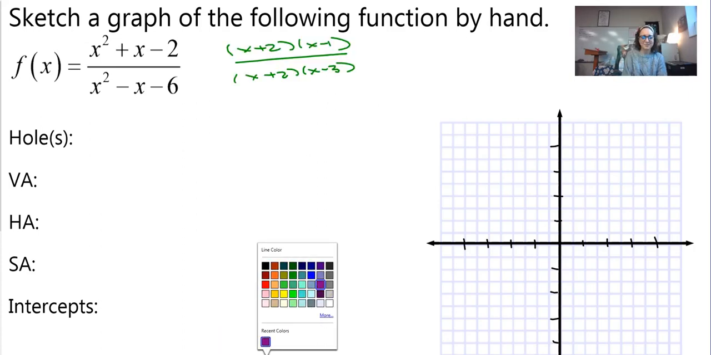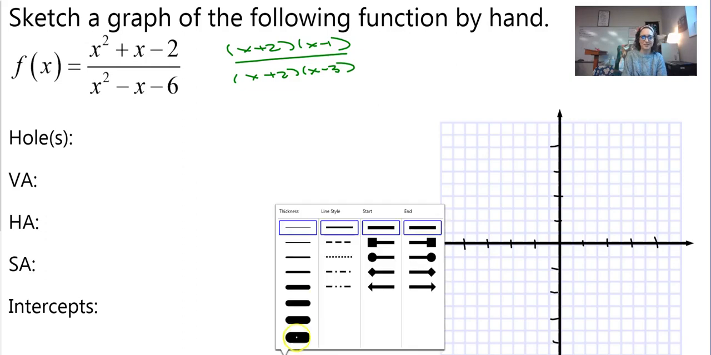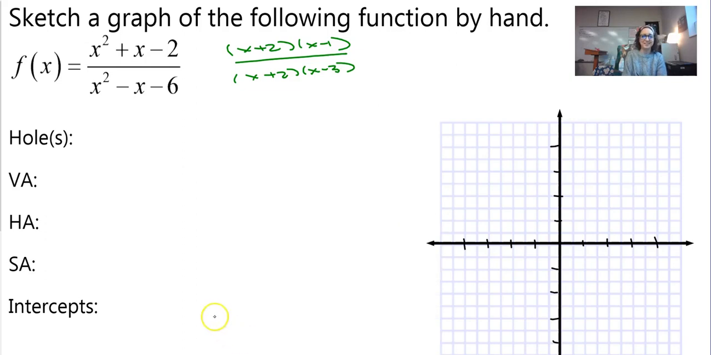All right, so we should have gotten x plus 2, x minus 1 in the numerator, and then x plus 2, x minus 3 in the denominator. So keep in mind that your domain is going to be all real numbers other than negative 2 and positive 3. Okay, so the denominator is going to tell you your domain. Okay, so let's take a look at holes.